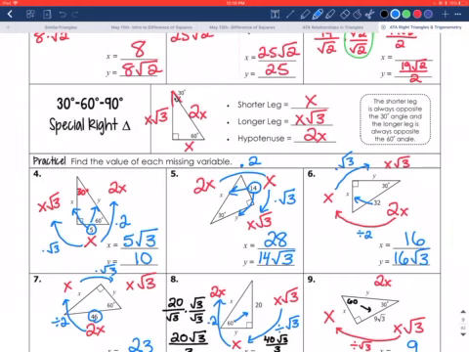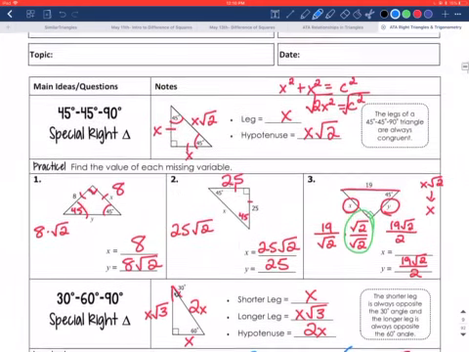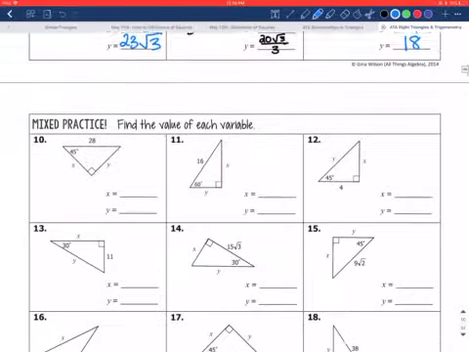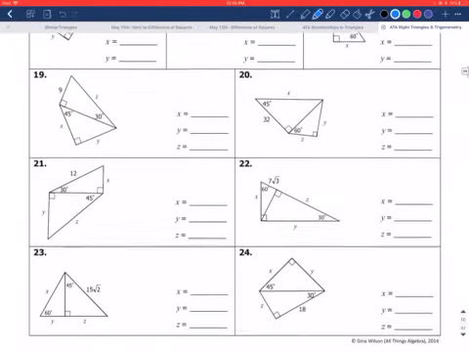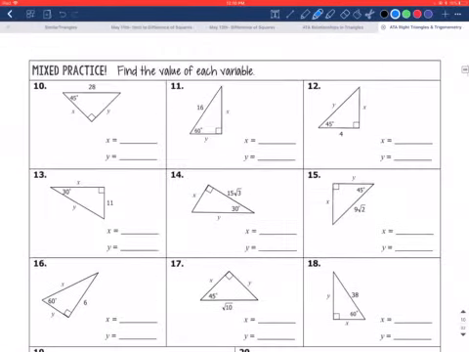So hopefully you are getting a better hang of those. Obviously, special right triangles are not the easiest thing, but 30-60-90 is a little more difficult than 45-45-90. But with this little bit of practice, you should be fine, and you'll be able to get some of these really difficult problems down here.